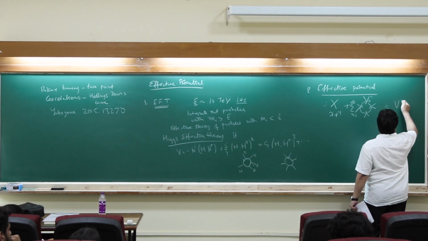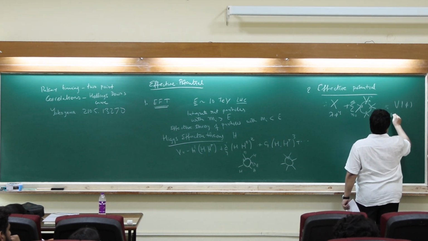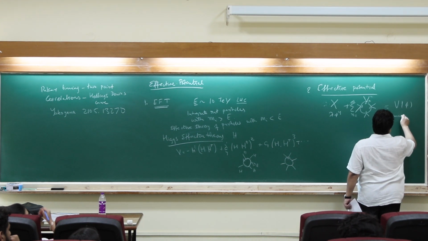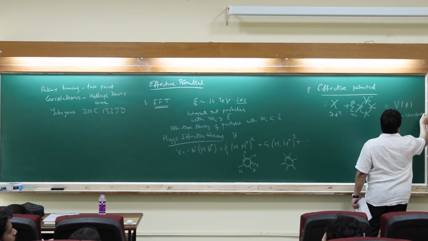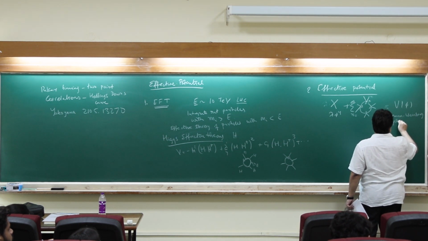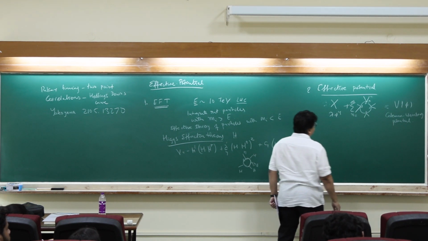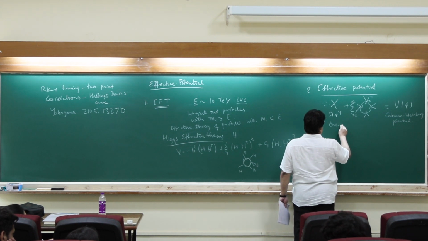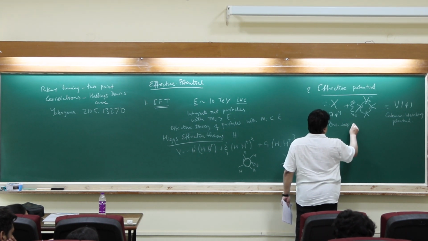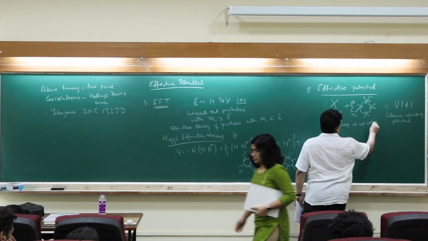And this is what's called the Coleman-Weinberg potential. So this will be one loop at all orders in coupling.